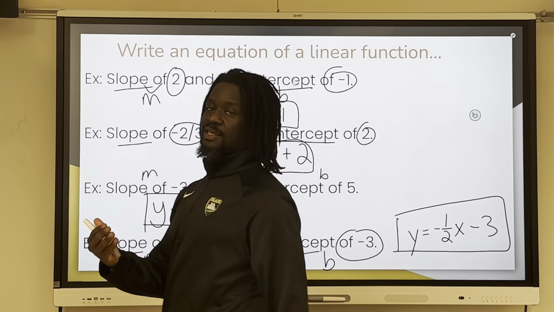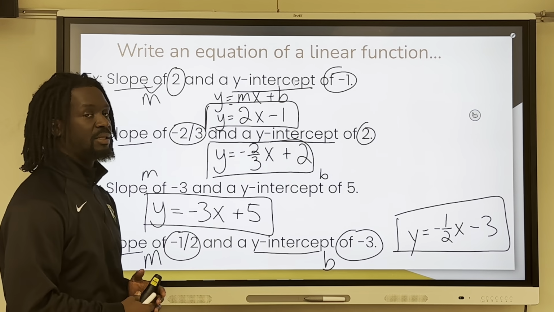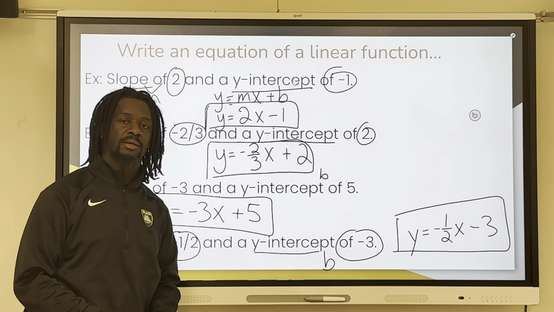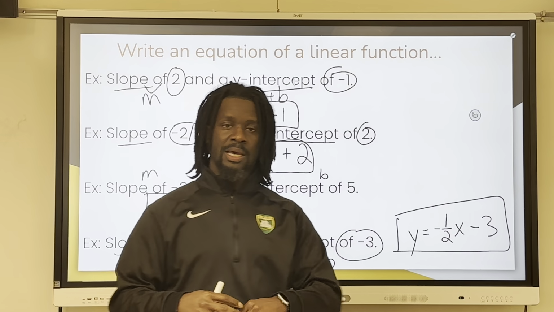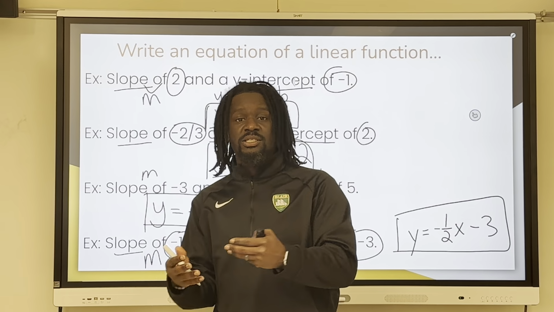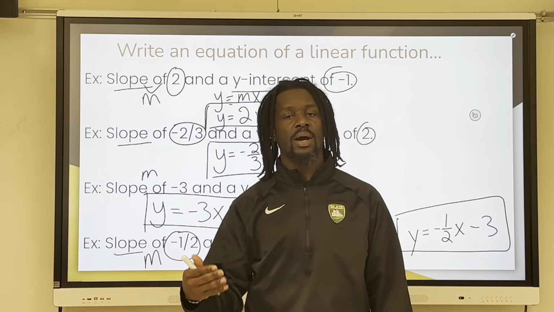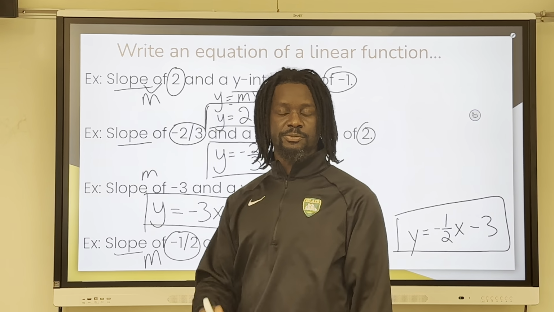And so these are, again, how we write an equation given the following information. So that is step 1. In some problems, you're going to be given what the slope and the y-intercept is, and you just need to be able to write it in slope-intercept form, which is y equals mx plus b.